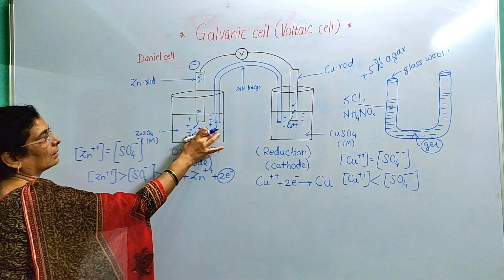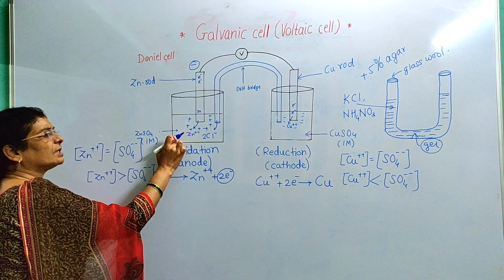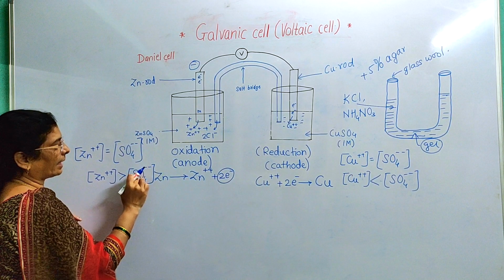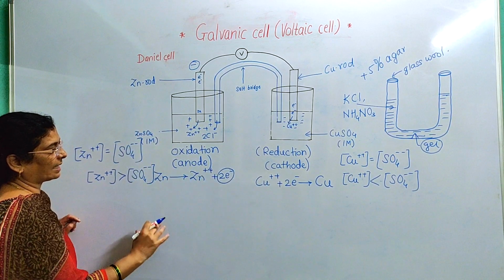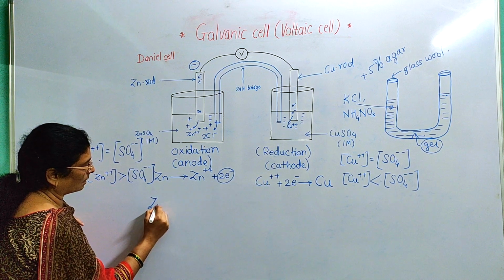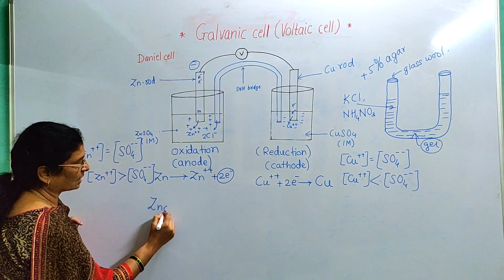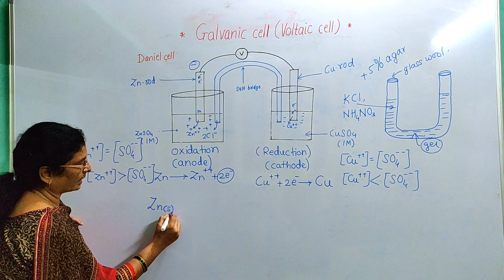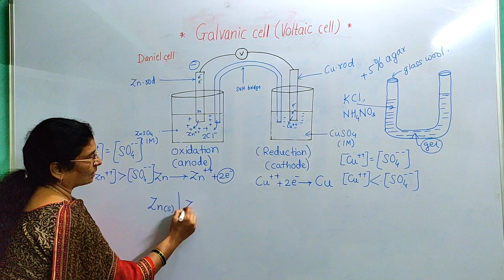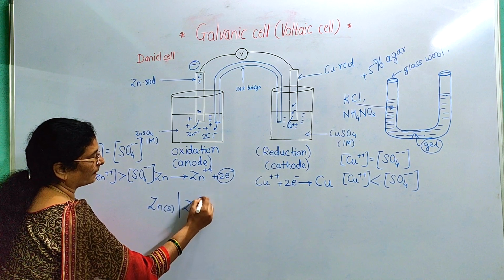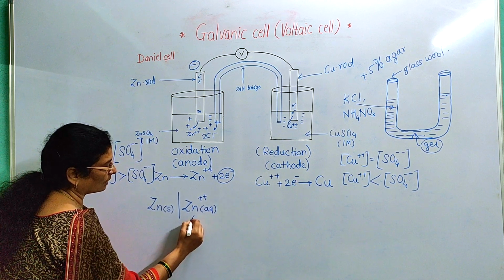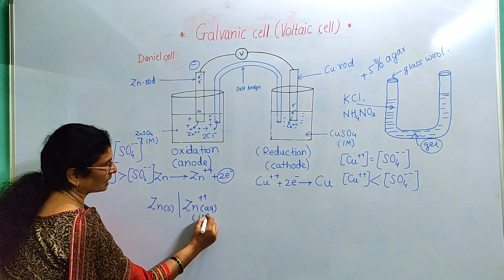Now here in the Daniell cell, the oxidation reaction takes place at the Zn electrode. Which reaction takes place? Zn atoms are converted into Zn++ ions. So you have to represent this cell here. Zn rod is there, which is in solid state. Zn atoms are there. Single vertical line, Zn++ ions are there. These Zn++ ions are in aqueous solution and the concentration is 1 molar.